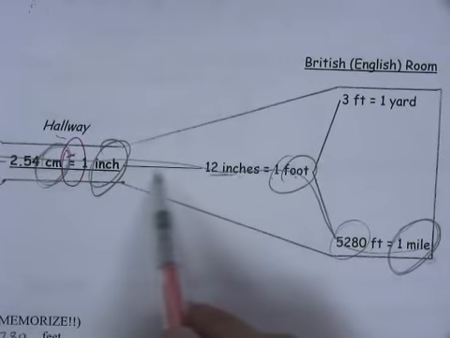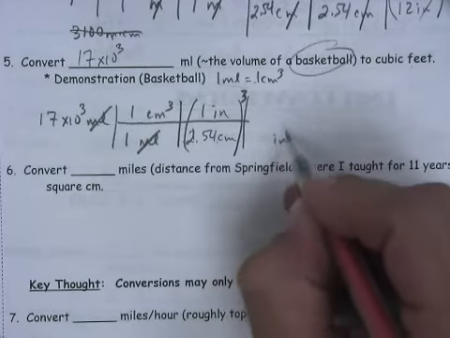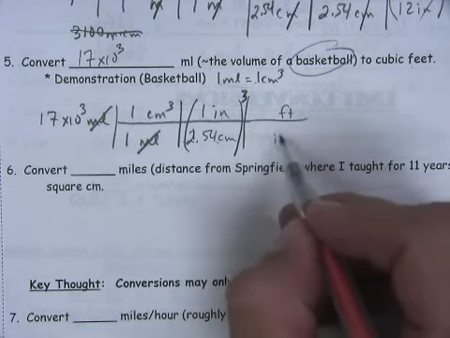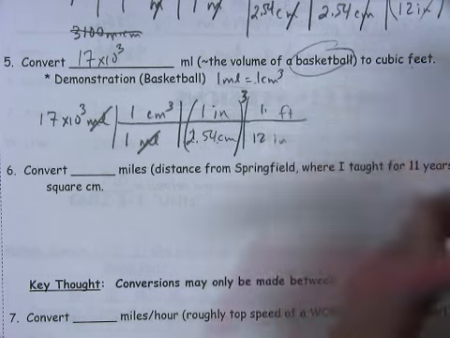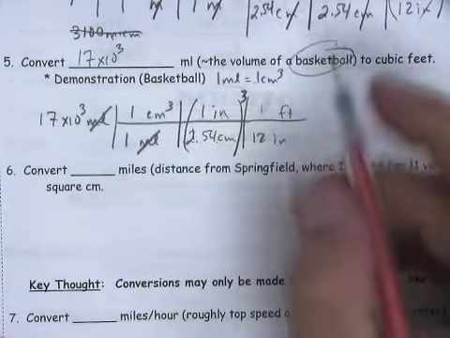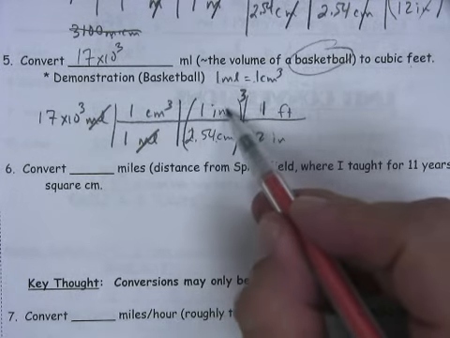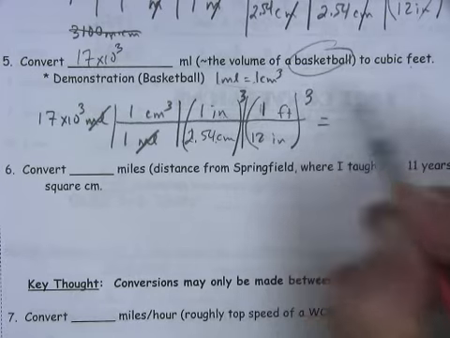So on my sheet, 12 inches is a foot. So we're going to put inches on top here, inches on bottom here, 12 inches, 1 foot. There's my 1 foot. Since I have inches cubed here, I have to cube the whole thing.